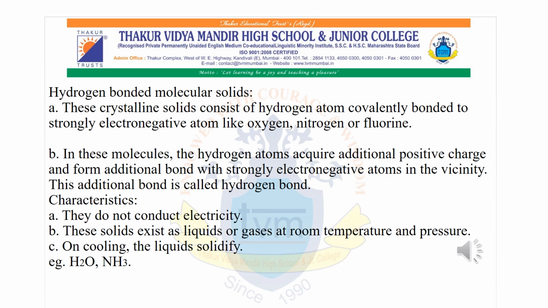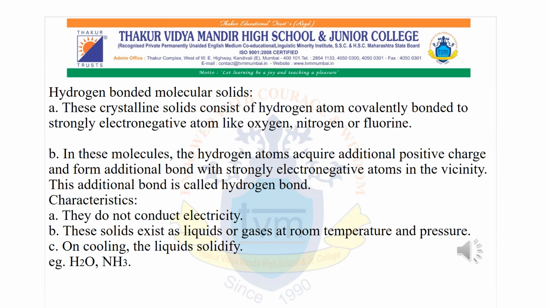Now coming to the last category of molecular solids, that is hydrogen bonded molecular solids. Students, these crystalline solids consist of hydrogen atoms covalently bonded to strongly electronegative atoms like oxygen, nitrogen, or fluorine. In these molecules, the hydrogen atoms acquire additional positive charge and form an additional bond with strongly electronegative atoms in the vicinity. This additional bond is called a hydrogen bond.